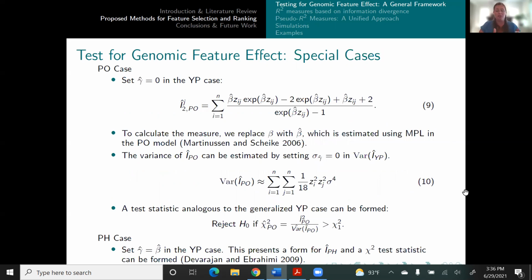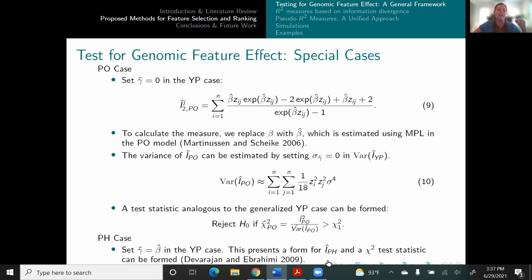There are also 2 special cases. So the benefit of the YP model is that it does have PO and PH as special cases. So if we very simply set gamma equal to 0 in the YP case, we get a form for IPO. And if we set gamma equal to beta in the YP case, we get a form for IPH. So for the PO case, to calculate the measure, we simply replace beta with beta hat, which is estimated using the maximum partial likelihood in the PO model. We can actually also calculate a variance of IPO, and that allows us to create a test statistic. So we get a chi-squared test statistic for this PO measure.